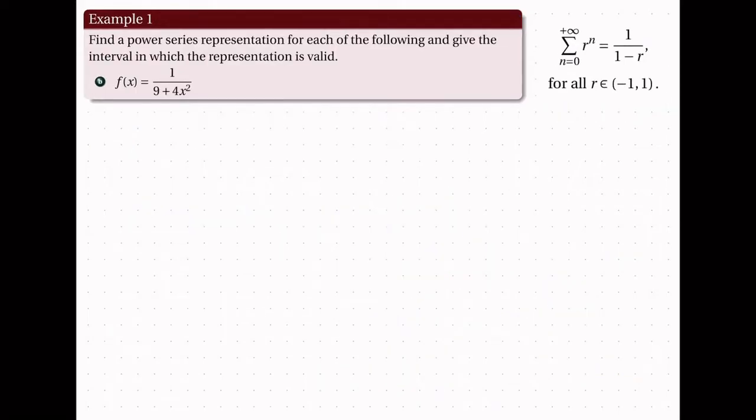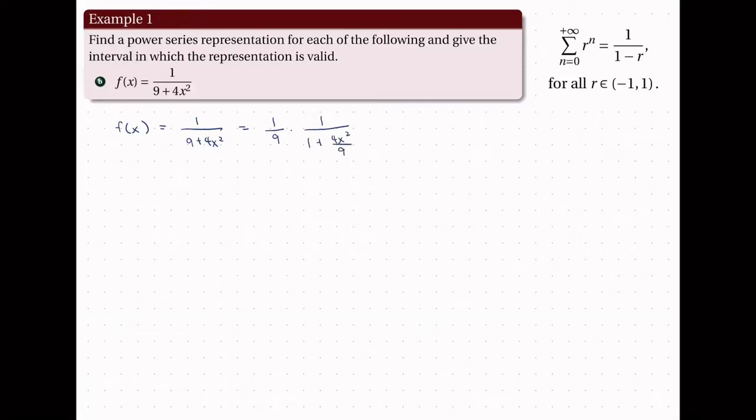For our next example, we are given f of x equals 1 over 9 plus 4x squared. So, ganun pa rin yung idea, imamanipulate natin yung function natin para masulat siya as 1 over 1 minus r. Okay? So, to do that, so we have f of x equals 1 over 9 plus 4x squared. We will factor out 1 over 9. Okay, so we have 1 over 9 times 1 over 1 plus 4x squared over 9.